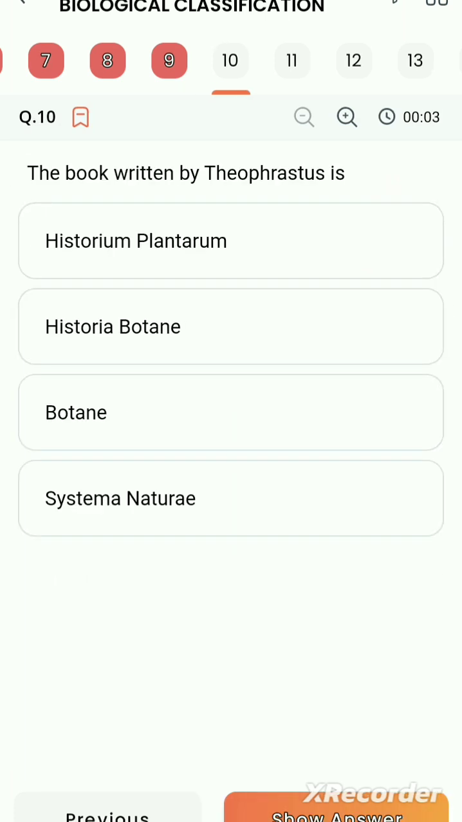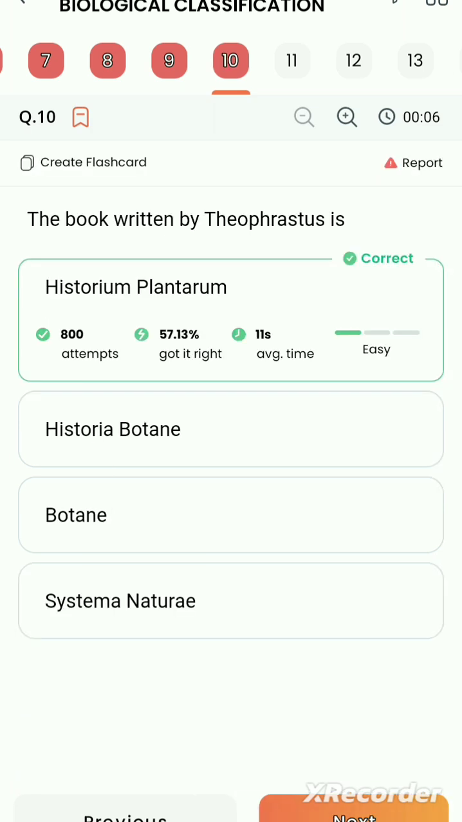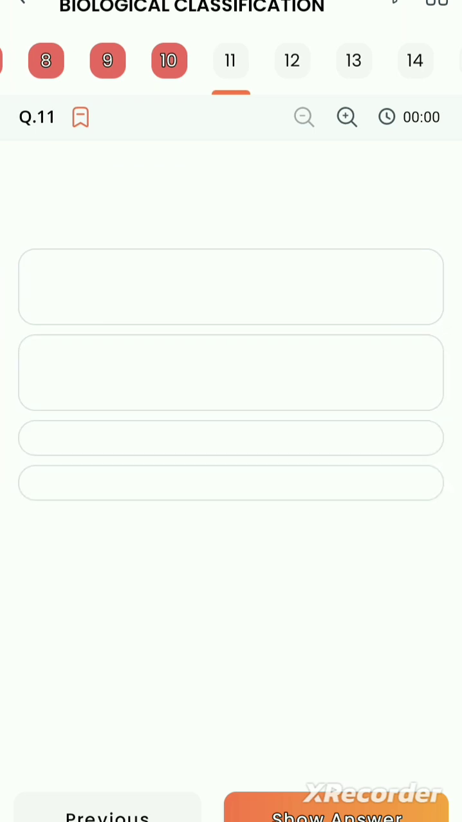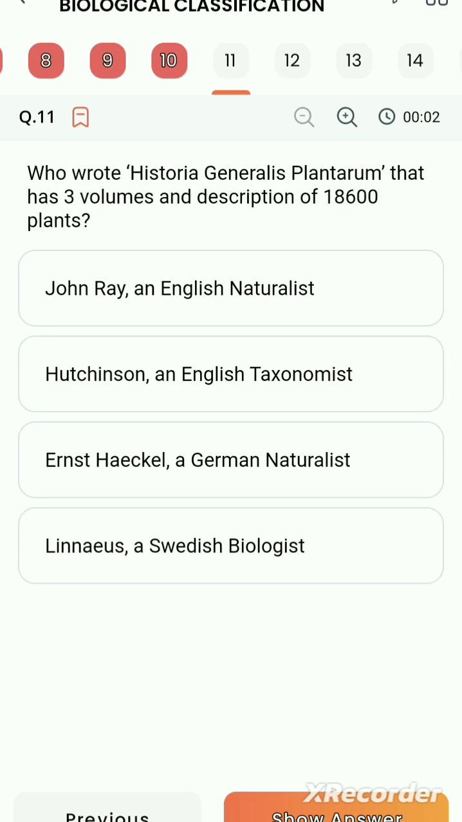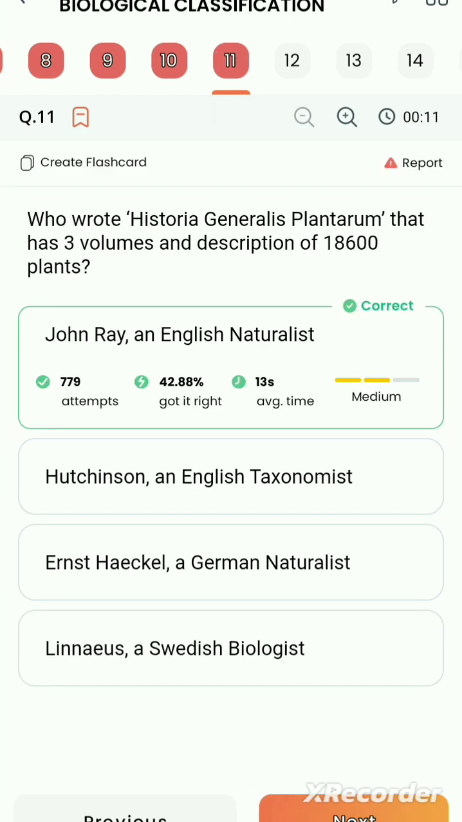Question 10, the book written by Theophrastus. That is the book Historia Plantarum. Question 11, who wrote Historia Generalis Plantarum, which has 3 volumes and a description of 18,600 plants? Who has written this? John Ray. Option A.